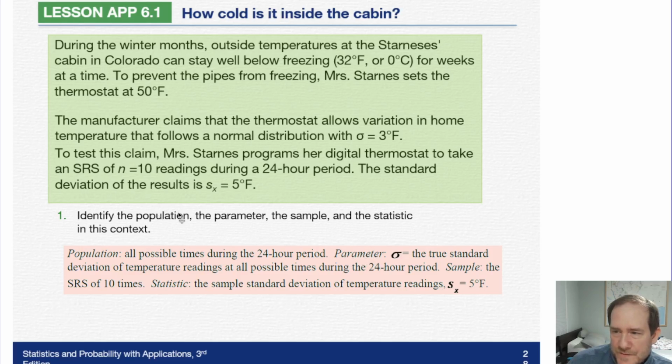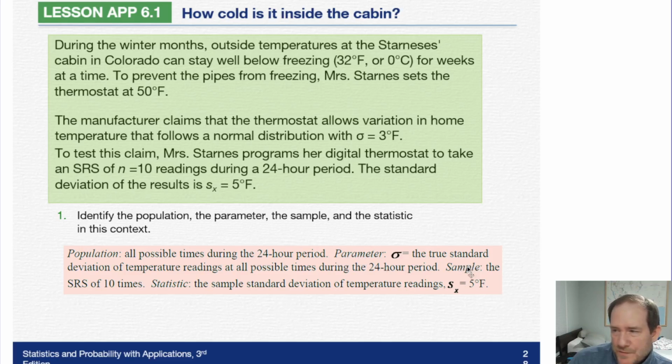Now the parameter, meaning the number that we care about, right, is standard deviation. And so the parameter would be the true standard deviation of temperature readings at every single possible time during the 24-hour period. Now that's almost literally impossible for us to figure out, right? I mean, there's a million bazillion different times during a 24-hour period that we could actually take a sample. But imagining if we did it, if we somehow found the standard deviation at every possible moment, then that's what the population parameter would be.